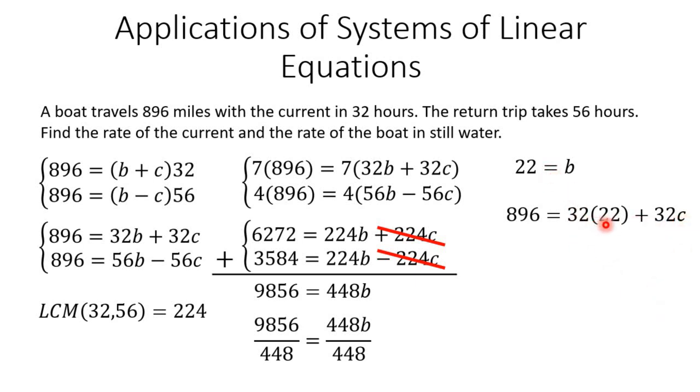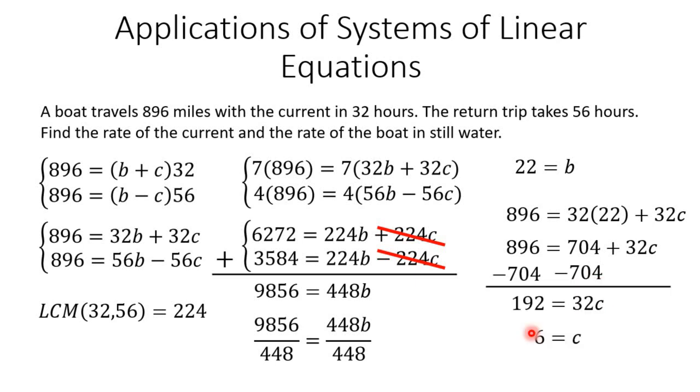So 32 times 22 is 704. And then I subtract 704 from both sides. And that gives me 192 is equal to 32C. When I divide both sides by 32, I get C is equal to 6, meaning that the current speed is 6.